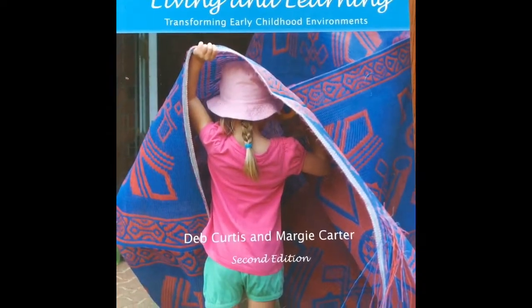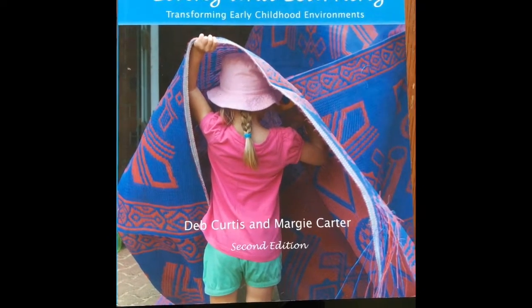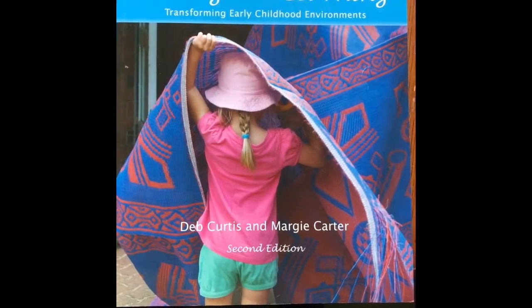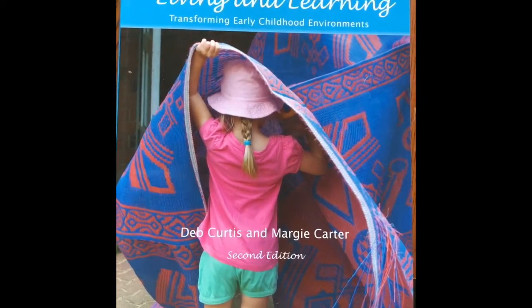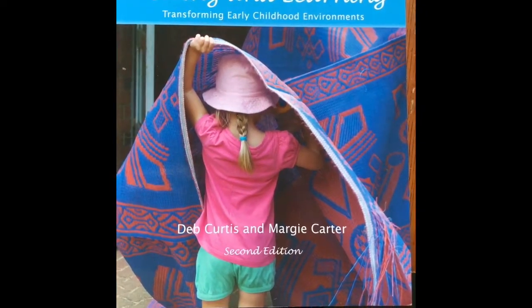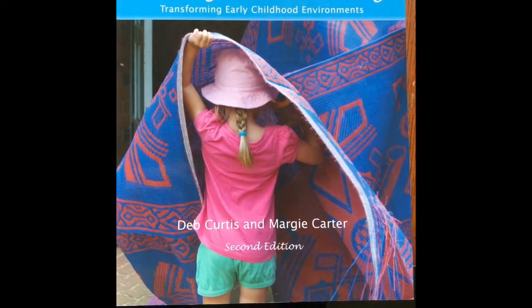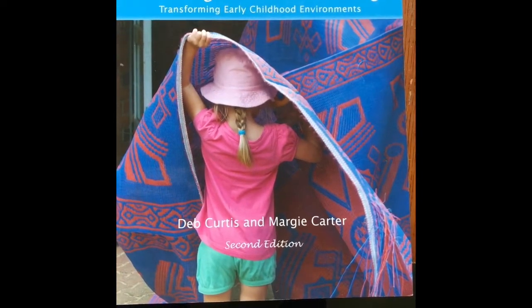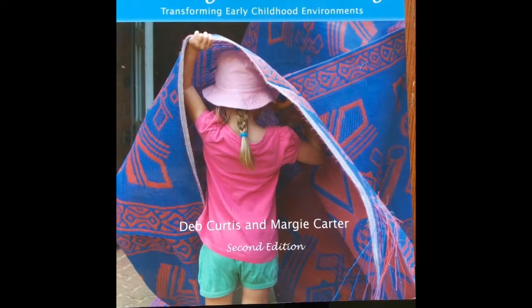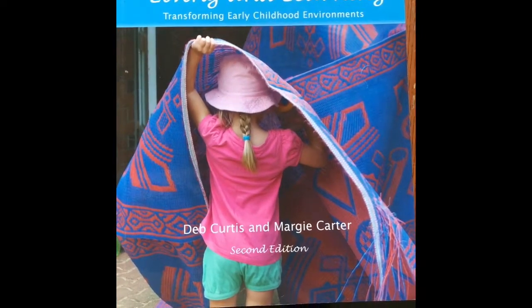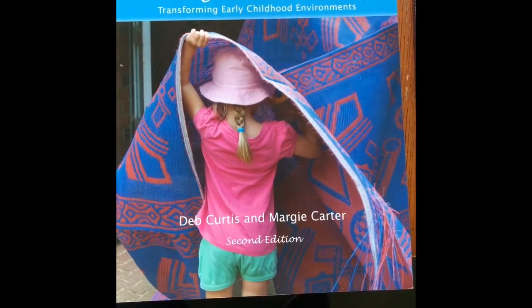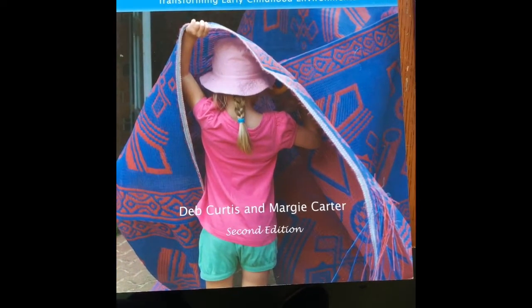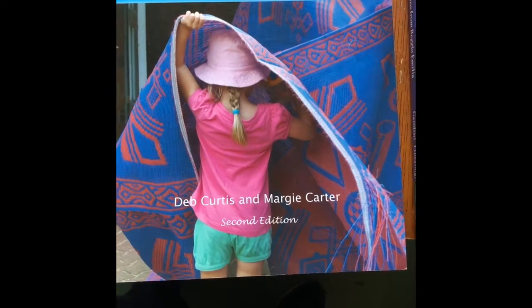The following are inspirations our staff uses and I would highly recommend for anyone wishing to transform their learning environments. First, there is Designs for Living and Learning, Transforming Early Childhood Environments by Deb Curtis and Margie Carter, and that's Red Leaf Press. Full of pictures, full of ideas, full of images from schools in the United States.